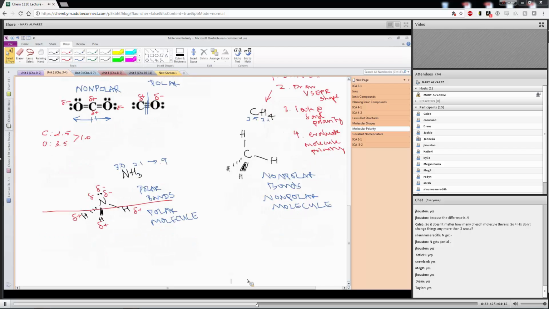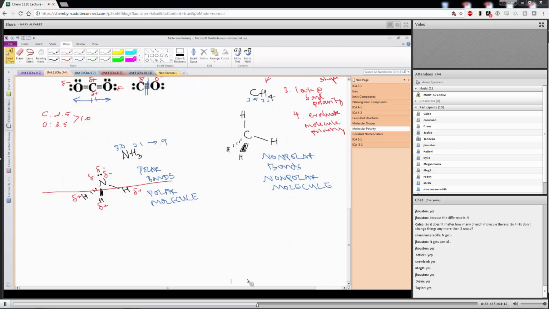Let's do another one. I hope you can see how drawing these in the VSEPR shape helps you really visualize this pretty clearly. Let's do CF4. So if we do CF4, again, it's a tetrahedral shape. Can anybody tell me if the carbon-fluorine bond is polar? Yes, it is. We do have polar bonds.